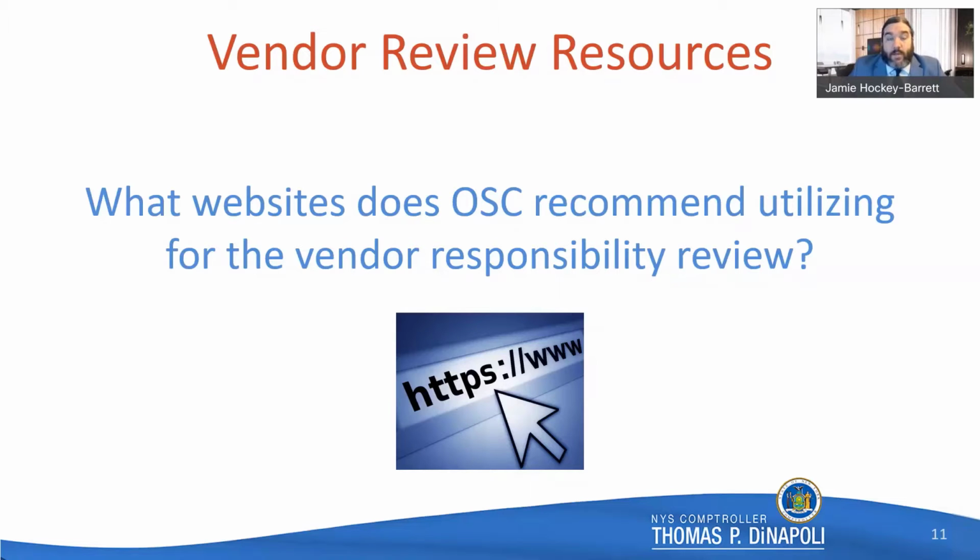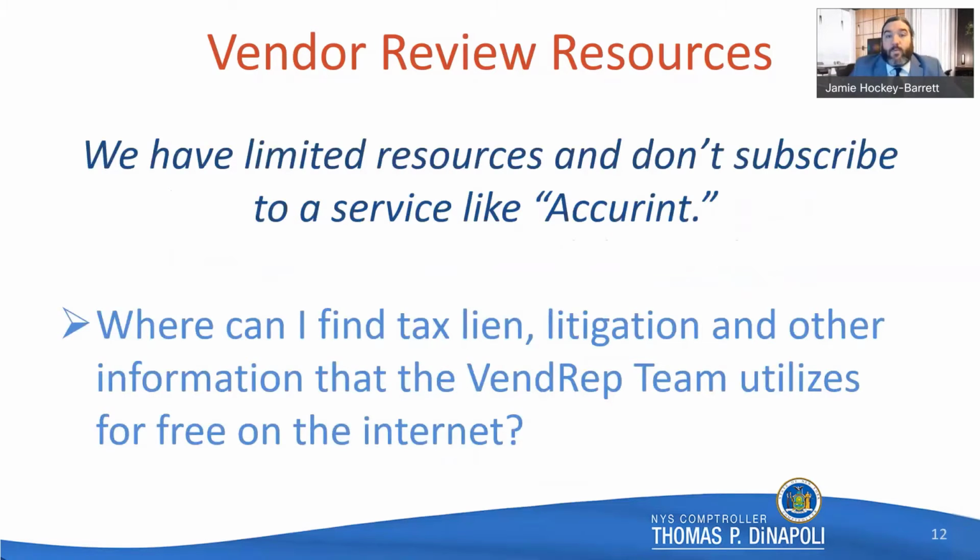Moving on to our next question. We have limited resources and don't subscribe to a service like Accurate. Where can I find tax lien, litigation, and other information that the VenRep team utilizes for free on the internet? So for those of you who are not familiar with Accurate, it's a paid web service that acts as an information aggregate for various different pieces of information, including bankruptcies, liens, judgments, and corporate filings.